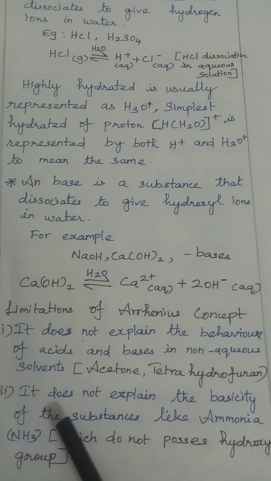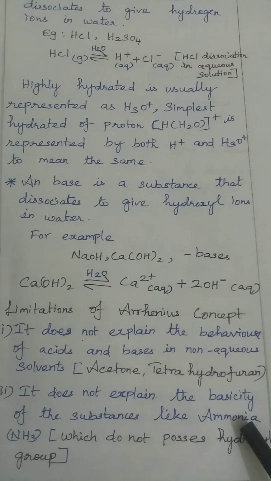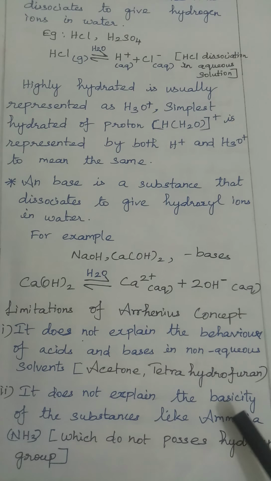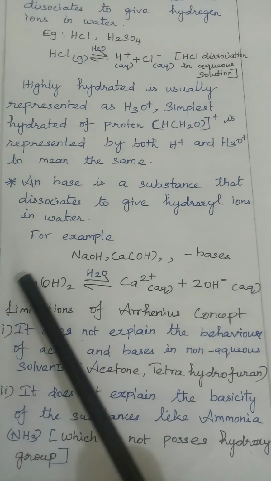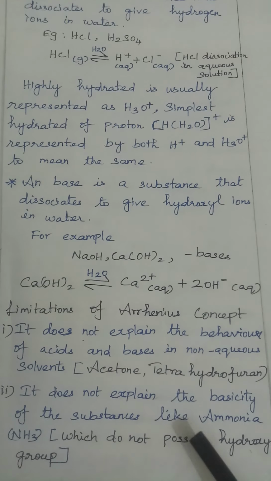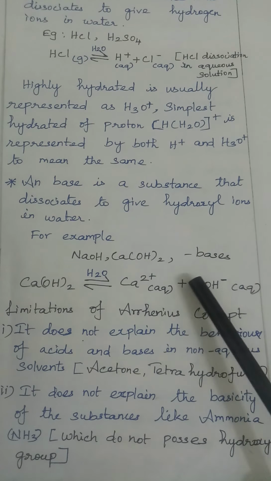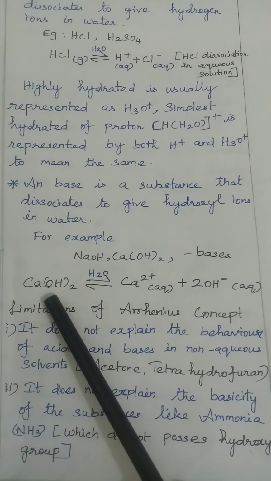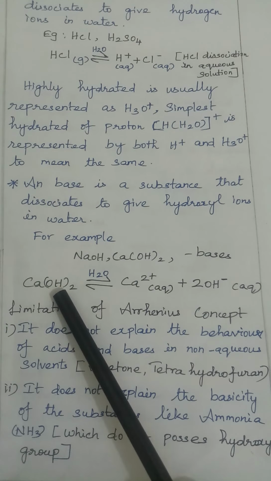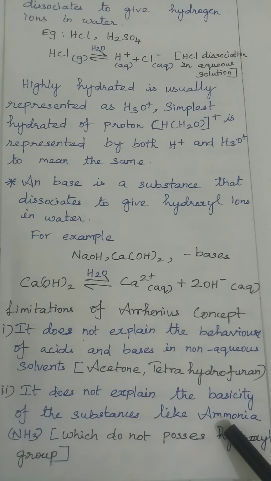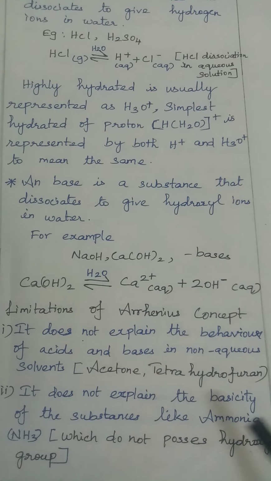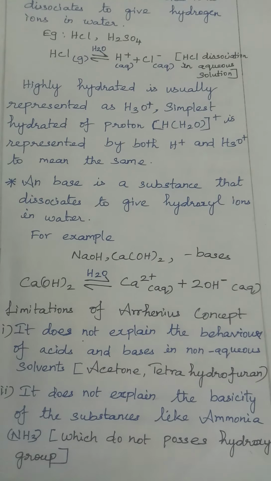Next one, it does not explain the basicity of a substance like ammonia, NH3. Ammonia is a base, but it does not contain a hydroxyl group. According to Arrhenius concept, if a substance is said to be a base, it must contain an OH group. Here ammonia does not contain a hydroxyl group. That is the demerit of Arrhenius concept.